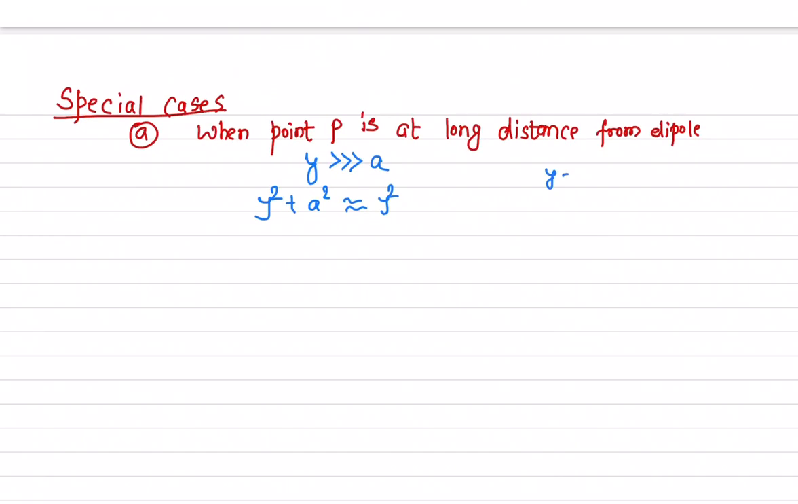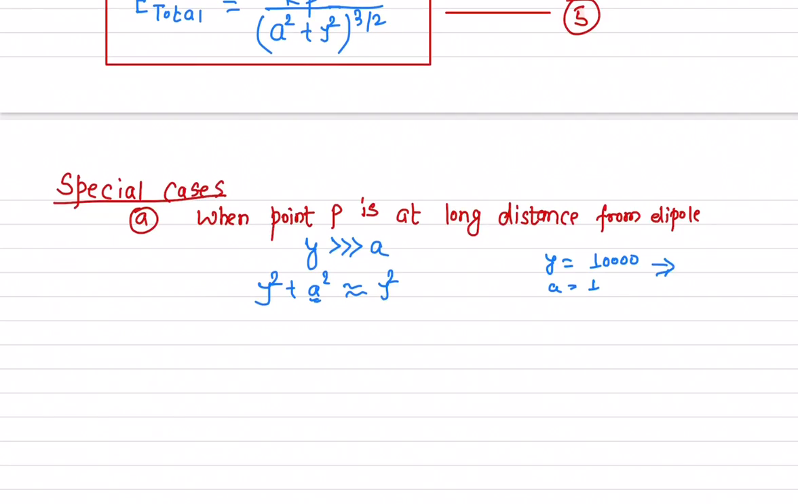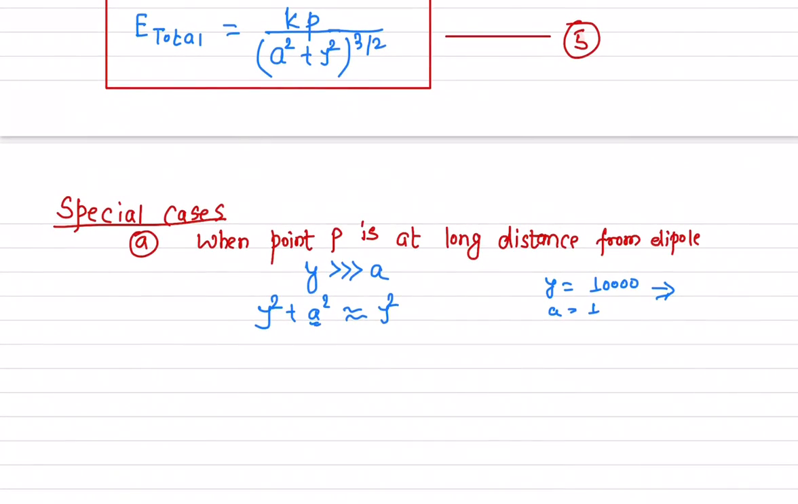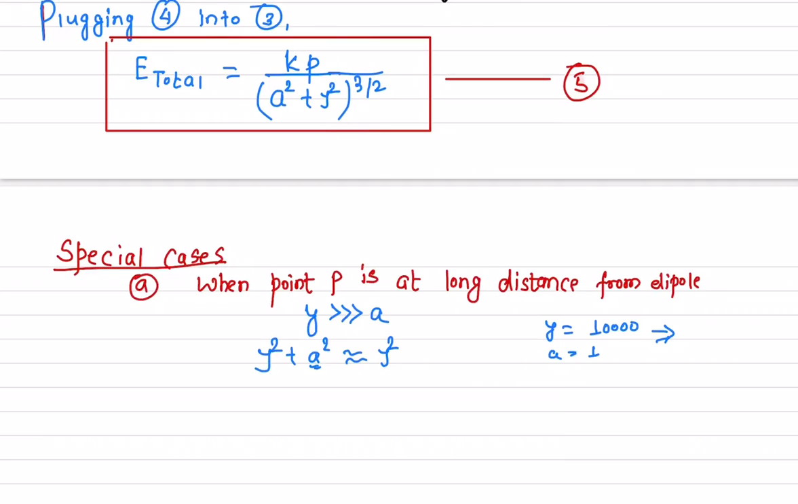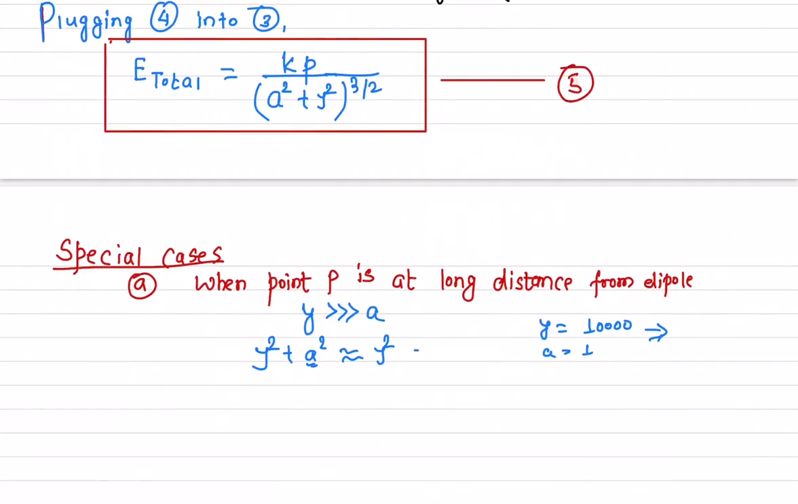So what does that mean? Let's say you have y as 10,000 and a as 1. If you add them together, it is still close to 10,000. So we can approximate that a is negligible in terms of y. And now this equation will be simplified into another equation. So now let's use this number 6 in number 5.